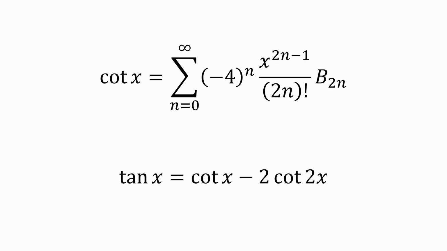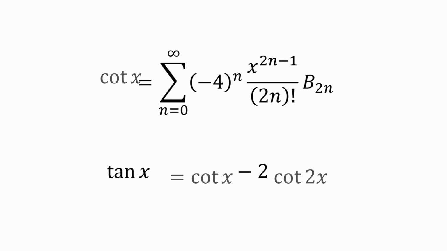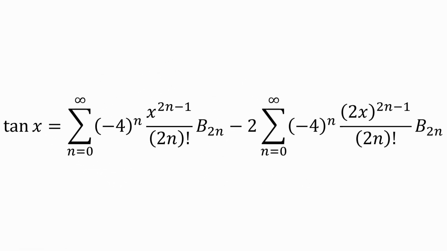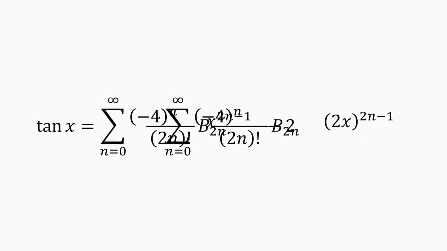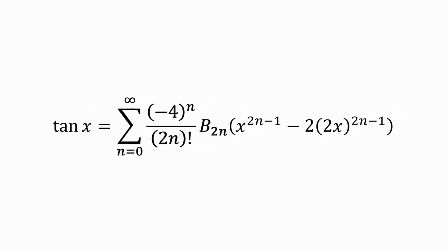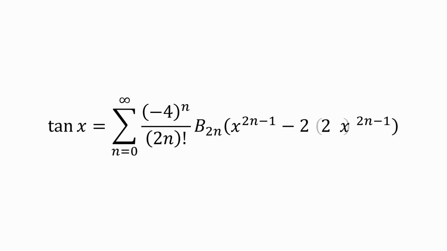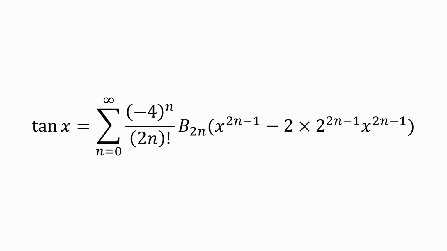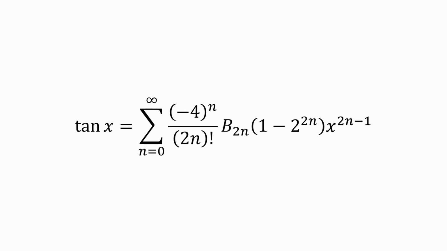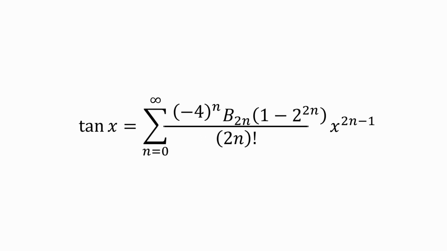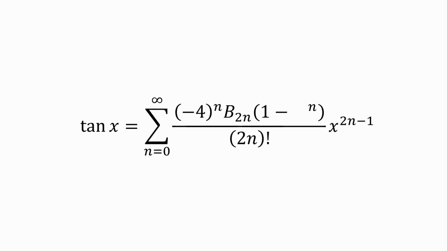If we apply the cotangent series to this identity, we get this. Again, we can factor all sorts here. All that's left to do now is simplify this. And there we have it.